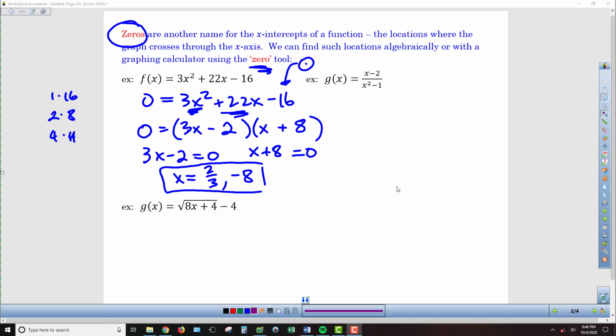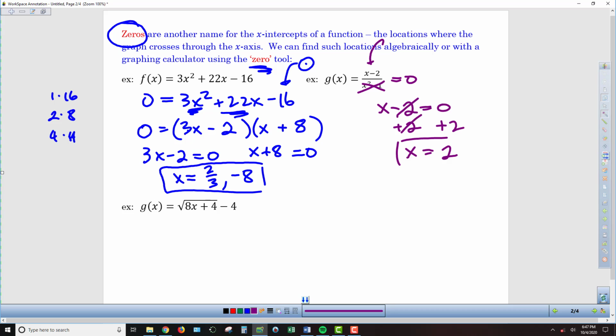The next one is a rational function, so I again can set it equal to 0 and then go about solving. But one thing that we should take note of is that the zeros of a rational function are always just the zeros of the numerator. So essentially I can just ignore the denominator, set the numerator equal to 0, and for a rational function that will give me the zeros, the place where the graph crosses through the x-axis. If I add 2 to both sides, I get x equals 2 as my answer.